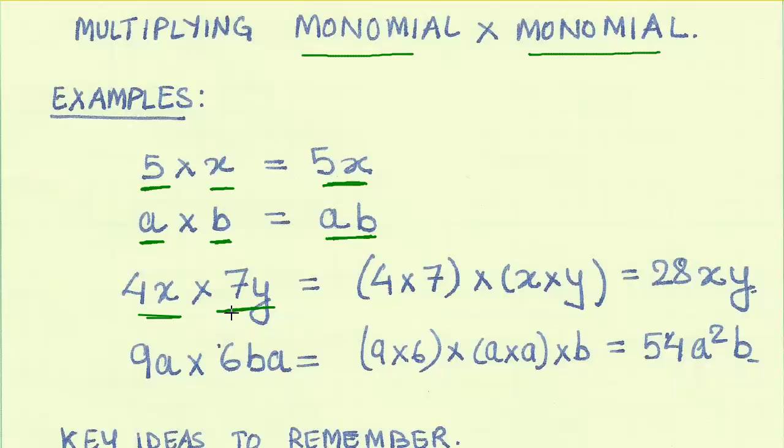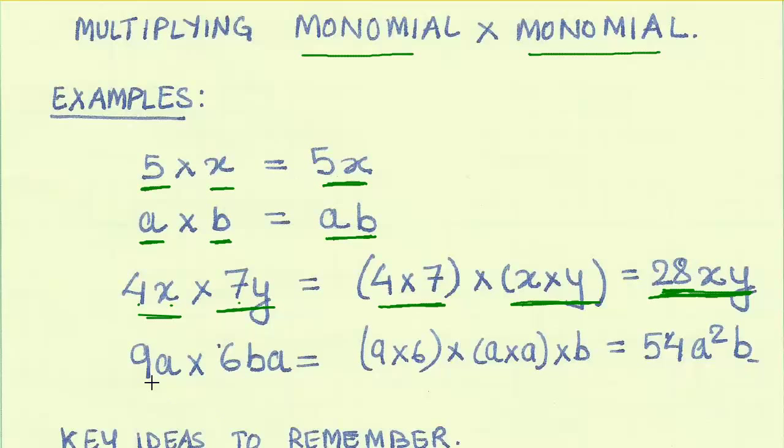Now let us look at a slightly less simple example where we are multiplying 4x by 7y. The way in which we tackle this is we multiply the constants together and we multiply the variables together. So what I have done is we have grouped the constants, that is 4 times 7, and you multiply them by the variables, that is x multiplied by y. Now all you do is 4 times 7 is 28 and x multiplied by y is xy. So the answer to this is 28xy.